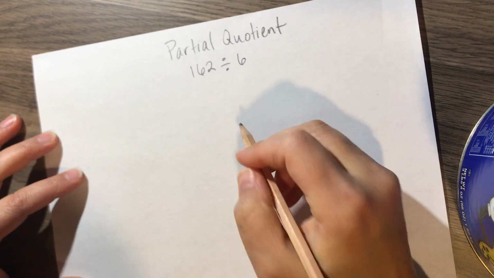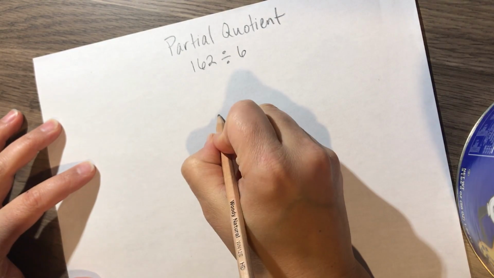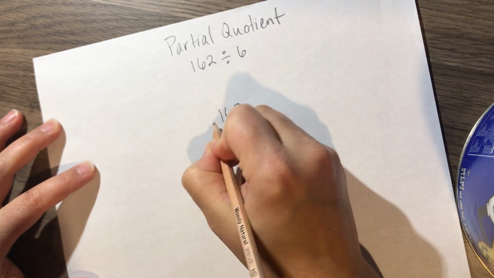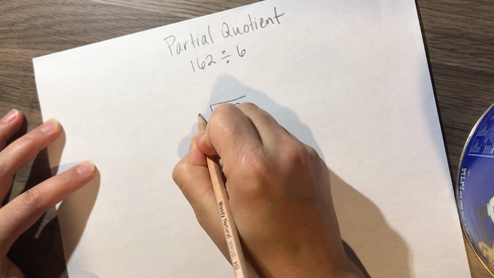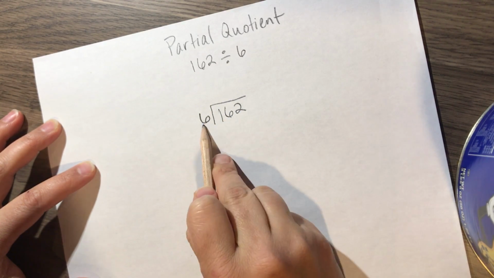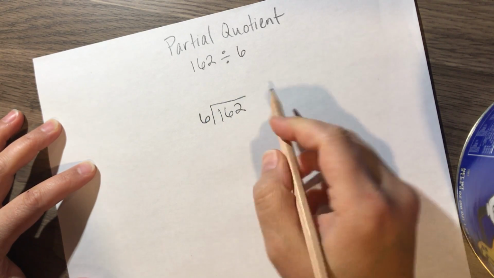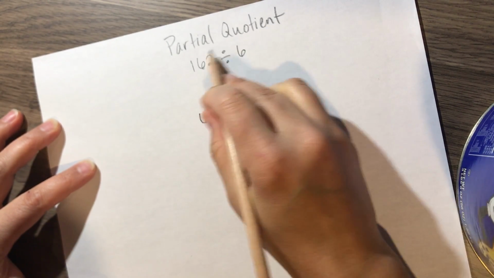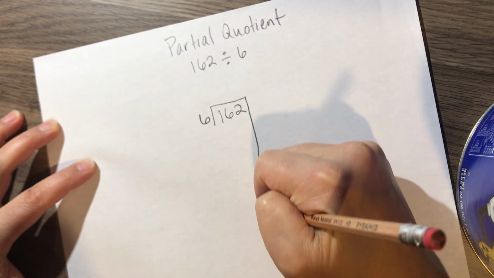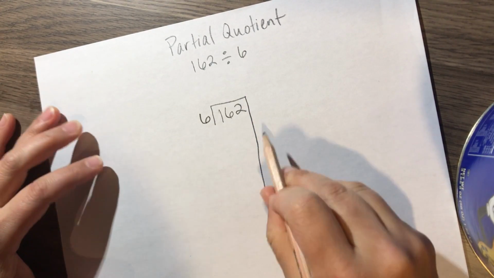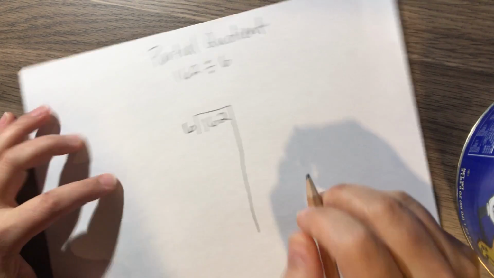The way we're going to set this up is put our dividend, and this is how typically a division problem looks. Dividend divided by our divisor. But for partial quotient, we're going to draw a line going down like this. This is going to help us keep our partial quotients separate.